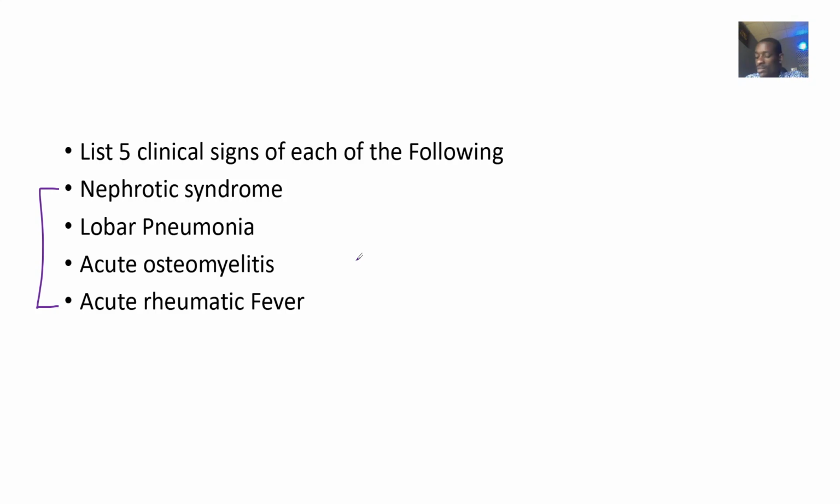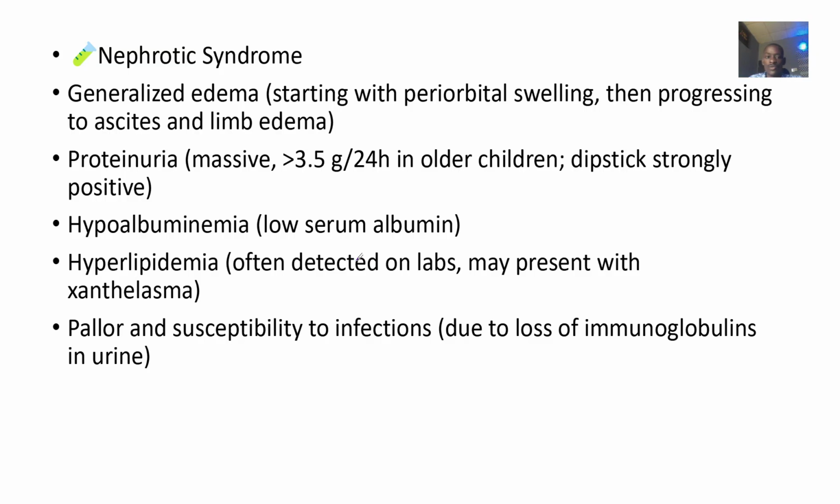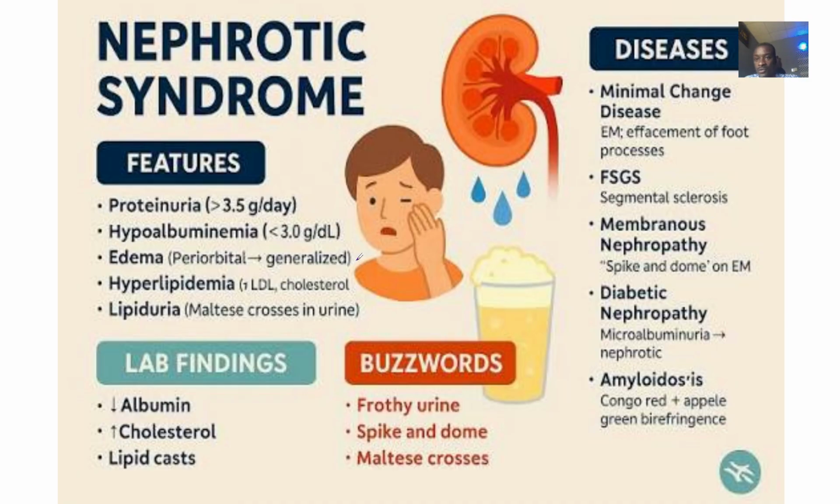You should list the clinical signs of nephrotic syndrome. You should list the clinical signs of lobar pneumonia. You should list the clinical signs of acute osteomyelitis. You should list the clinical signs of acute rheumatic fever. So let's move through them quickly.